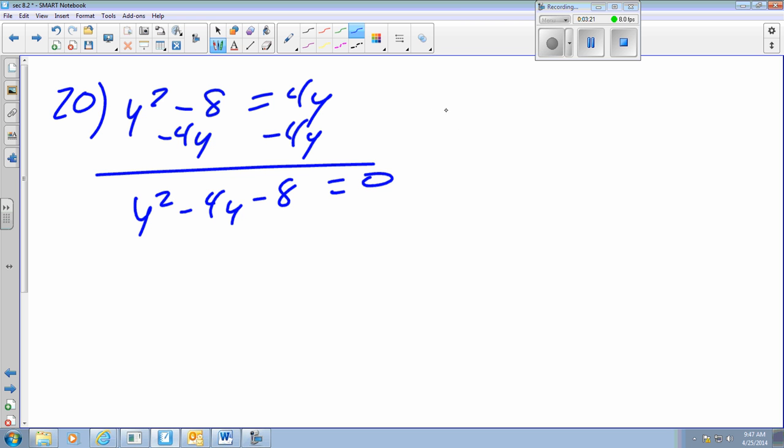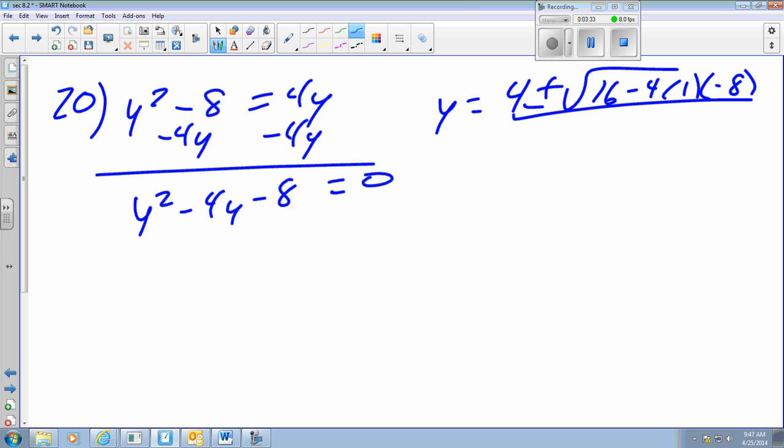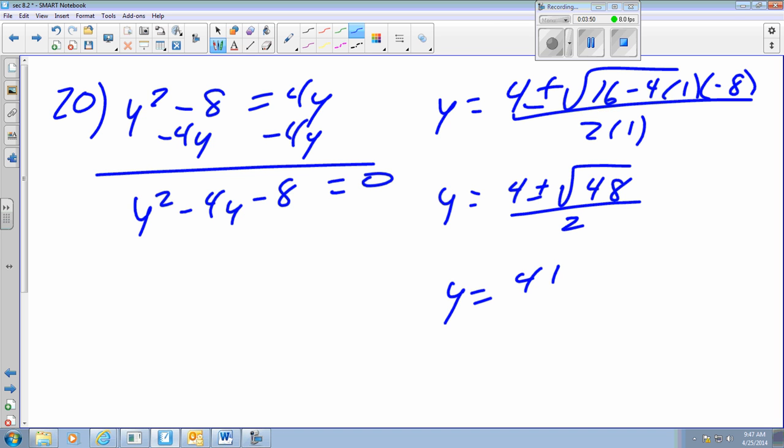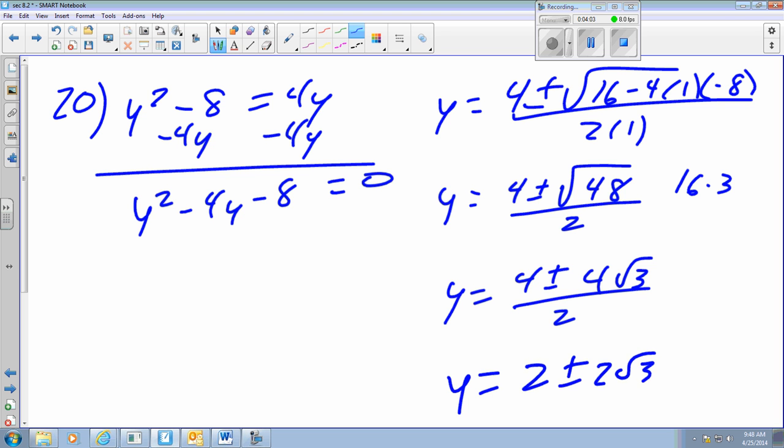Plugging it into the quadratic formula, I get y equals negative 4 would be plus 4, plus or minus the square root. Negative 4 squared is 16, minus 4 times 1 times negative 8, all over 2 times 1. Simplifying, I get 4 plus or minus, negative 4 times 1 times negative 8 is positive 32. Positive 32 and 16 is positive 48. 48 is 16 times 3. Square root of 16 is 4 root 3 over 2. Looks like everything's divisible by 2, which gives me 2 plus or minus 2 root 3.